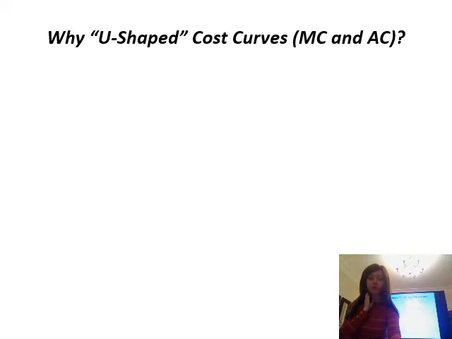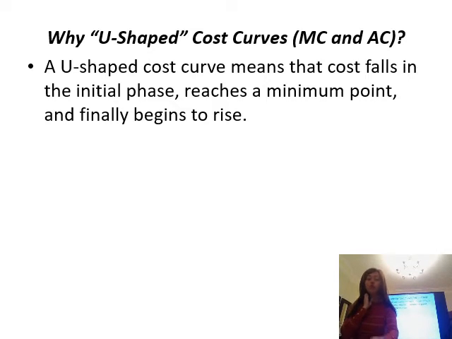Okay. Why do we have U-shaped cost curves? If you remember in the last lecture, we said that we have U-shaped cost curves. The average cost and the marginal cost and the average variable cost, they tend to decrease at the beginning, reach a minimum point, and then begin to increase once again. Why is this the case? What's the reason behind it? The reason behind it lies in the law of diminishing returns.